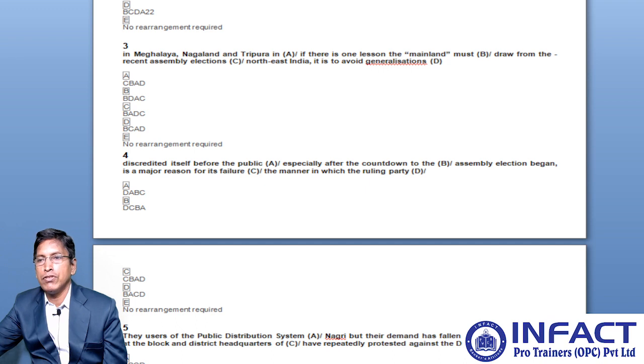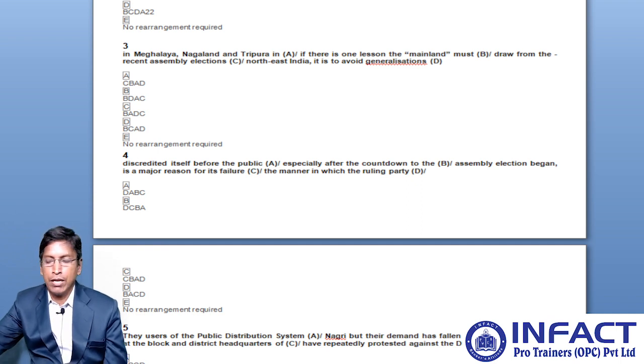The manner in which the ruling party discredited itself before the public, especially after the countdown to the assembly election began, is a major reason for its failure. So that is how the sequence has to be, and the correct sequence is DABC, which is option A. Now let us move to question number 5.